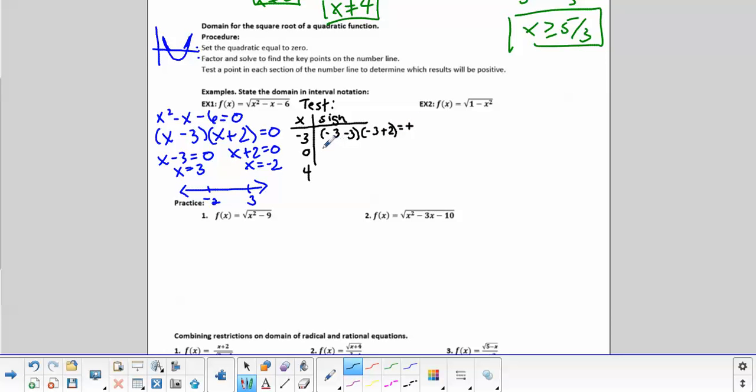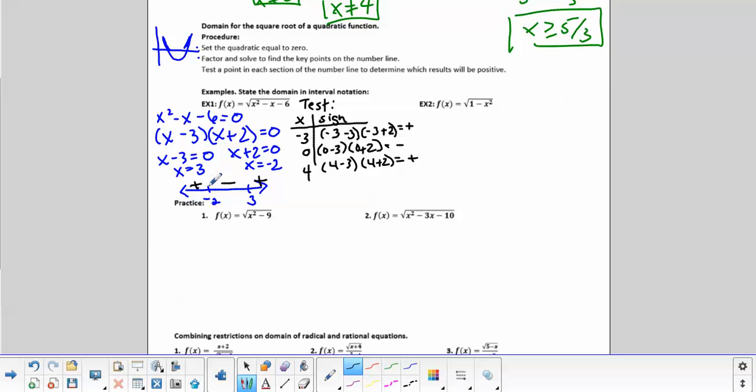When I plug in the 0, 0 minus 3, 0 plus 2, negative times positive, that gives me a negative answer. And then for the 4, I have 4 minus 3 and 4 plus 2. So positive times positive gives me positive. So what that tells me is, in this section, all my answers are going to be positive. That's from here. In this section, all my answers are going to be negative. And in this section, all my answers are going to be positive.